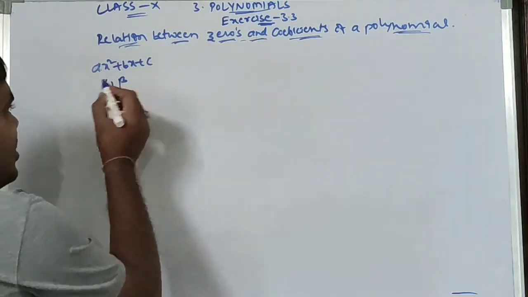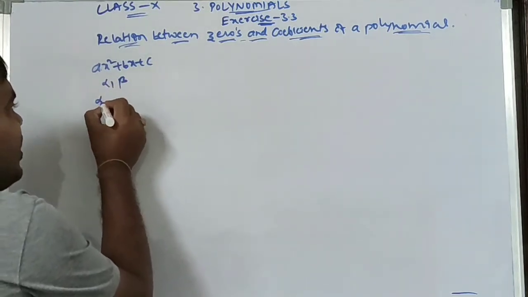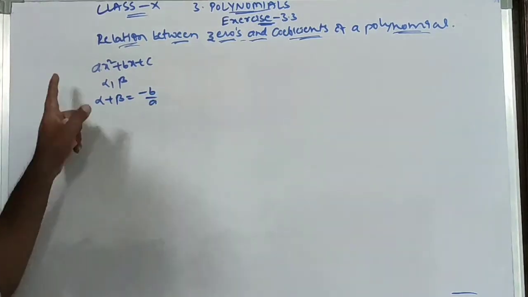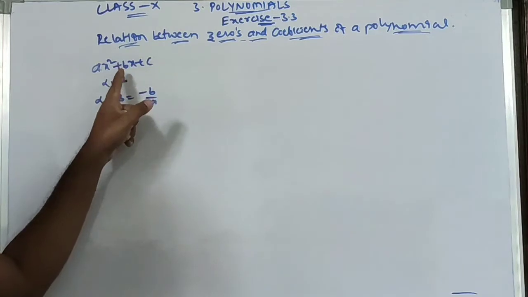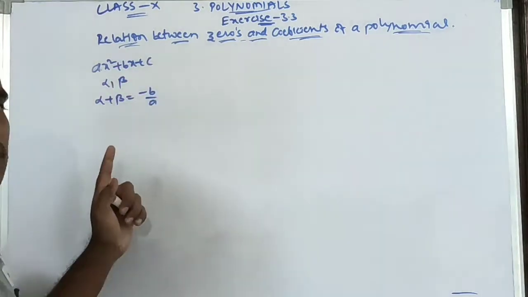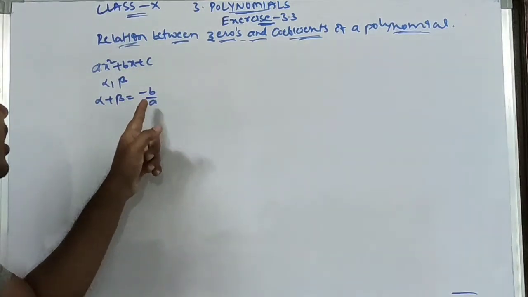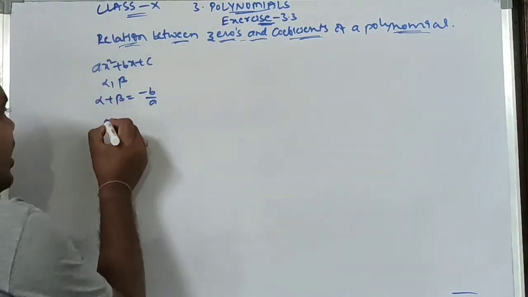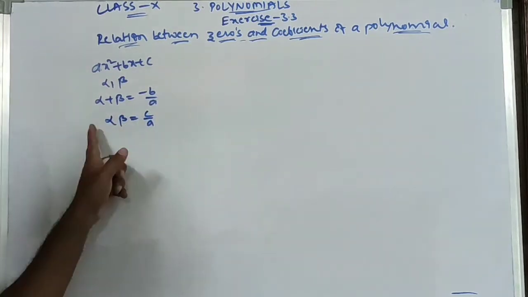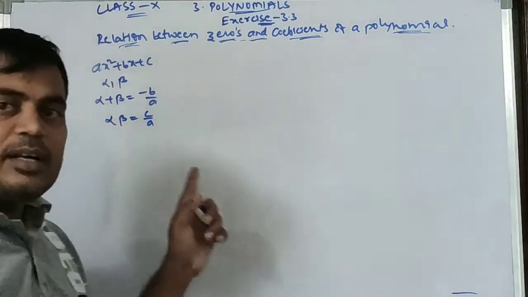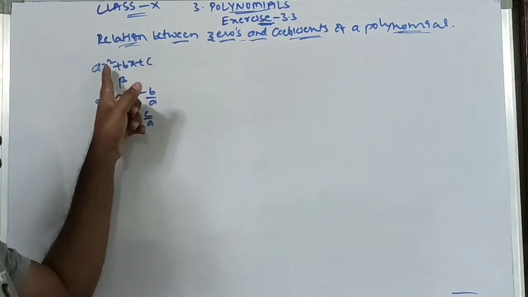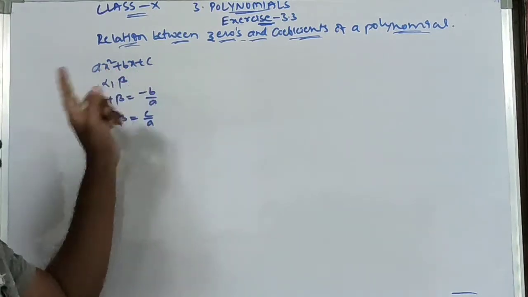So the relation is alpha plus beta equal to minus b by a. The x square coefficient is a, x coefficient b, constant c. The sum of roots alpha plus beta is equal to minus b by a, and alpha beta is equal to c by a. So this is the relation. The product alpha beta is called the product of roots. Product of roots is equal to c by a.